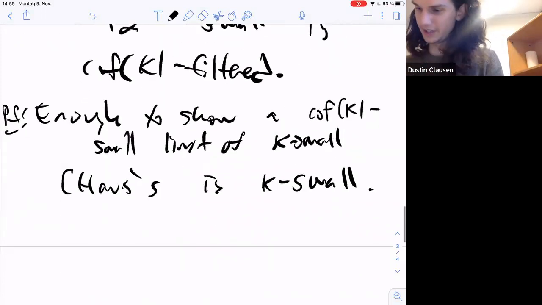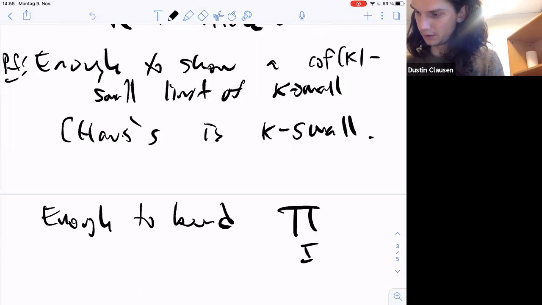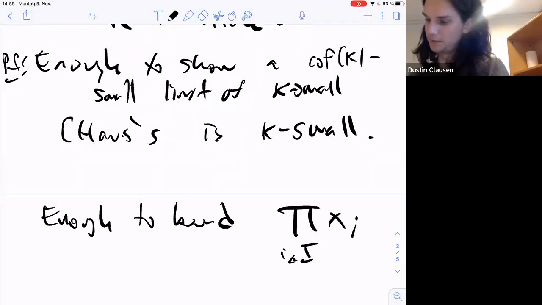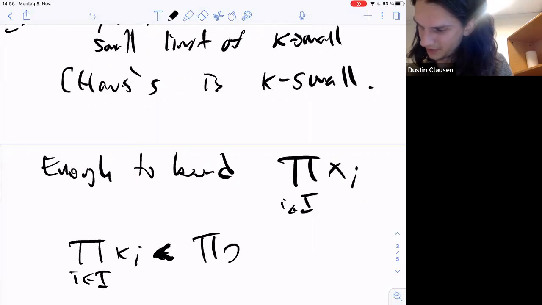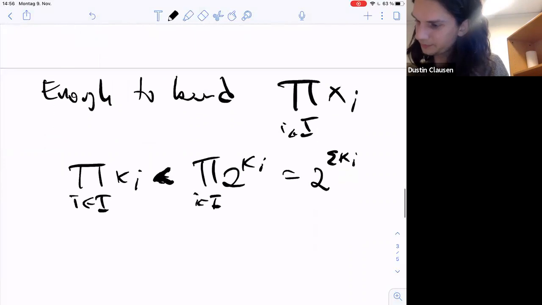Okay, and how do you show this? For this, it's enough to bound the product. Because the limit will be a subset of the product, and kappa small just means that the underlying set is kappa small. And then you can use this little trick. I guess Cantor's diagonalization. So you can bound this guy in terms of the power set. But the product of the power sets is the same as 2 to the sum of the guys here.